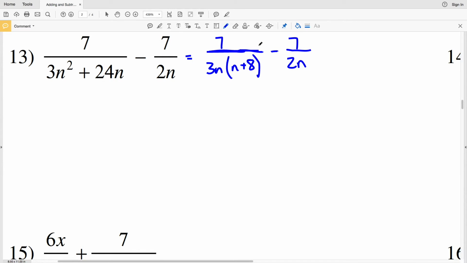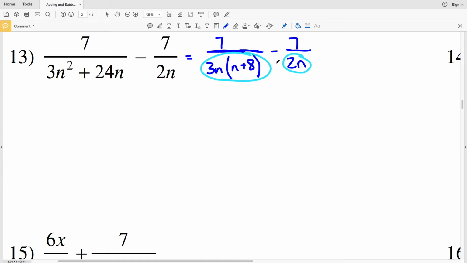Now, just like before, I can multiply my first rational by my second rational's denominator over itself, and then I can multiply my second rational by the first rational's denominator over itself. However, I want to do something a little bit different in number 13. Notice that we have 3n times n plus 8, and we have 2n. Both of those terms are already very similar because we have an n in the denominator. So what I'm going to do is multiply each of those fractions by 1.